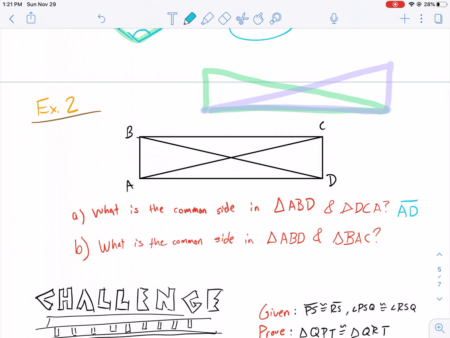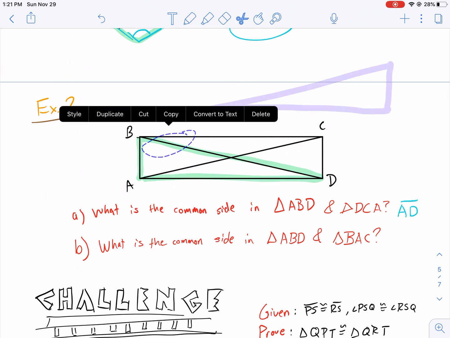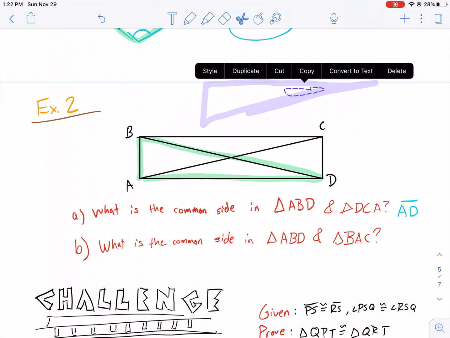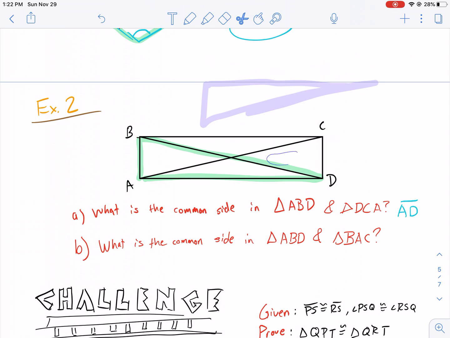What is a common side in ABD? Okay, that's my green guy again. And this time it's BAC. Okay, BAC. We're changing it up. Let's get the purple highlighter, BAC, going this way. Okay, like this. All right, I'm going to grab it, and I'm going to separate it again just a little bit, just so we can get an idea. Ooh, got a little bit uglier this time.